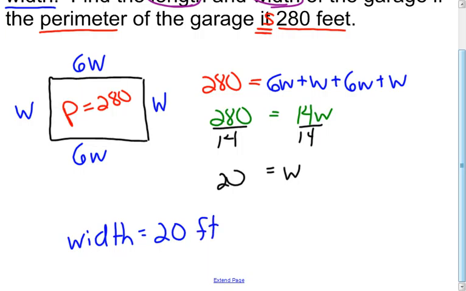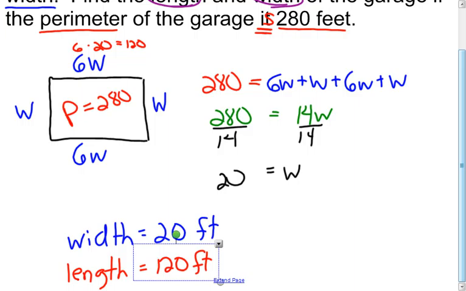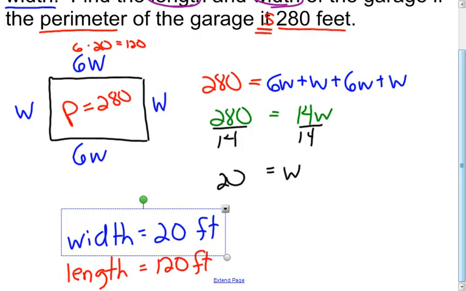All I have to do now is find my length. I'll go back to the words or to the picture, and it told me that the length was 6 times the width. I can plug 20 in for my width here and find out that my length is going to have to be 120 feet. Now you can do a little mental math in your head. If these are really the widths and lengths, I'm going to have 120, there's the top, plus the right, so 120 plus 20 is 140. Add on the bottom, now I'd be at 260, and then add another 20, and I'd be at 280 feet, which is my total perimeter, and I've solved the problem.